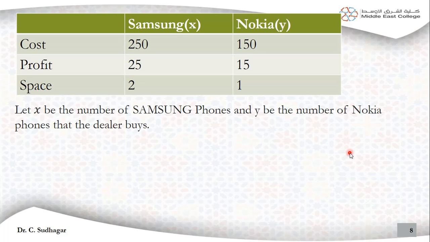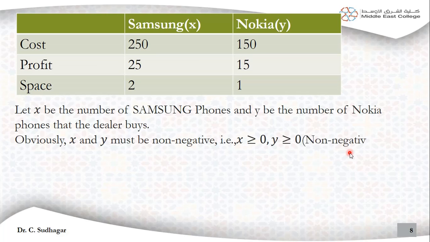The second step is to write the non-negative constraint. Naturally, we want to buy some phones and sell some phones, therefore these two will be non-zero. X greater than or equal to 0, Y greater than or equal to 0. So we have written one non-negative constraint.